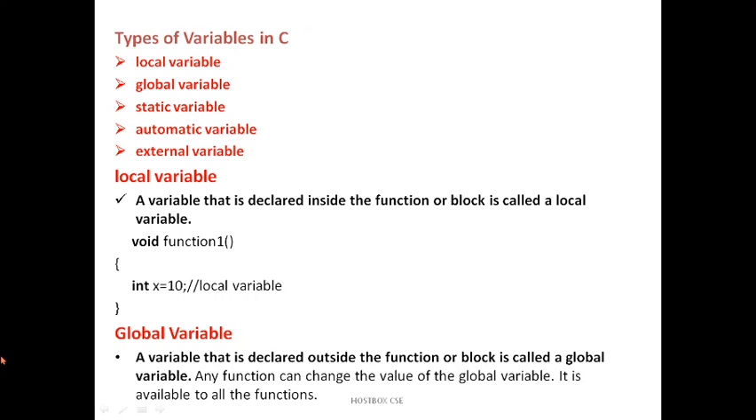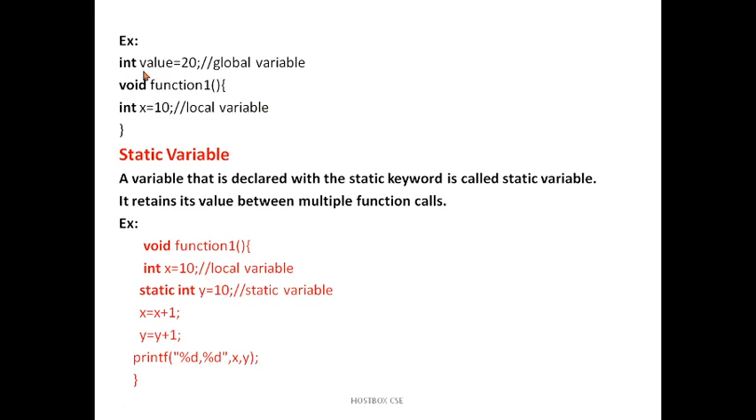So global variable is one. Suppose your program starts with void main, int a, b, and so on. Before void main, you can declare it. Let's see the example here. You can write int value = 20. That is a global variable. Then void function1() has int x = 10. Whenever you print, the value will be 20 only.